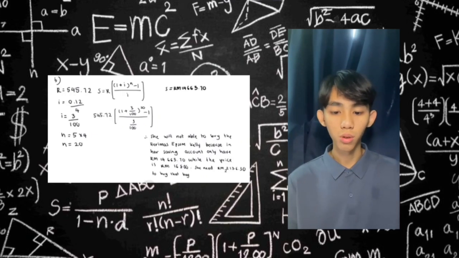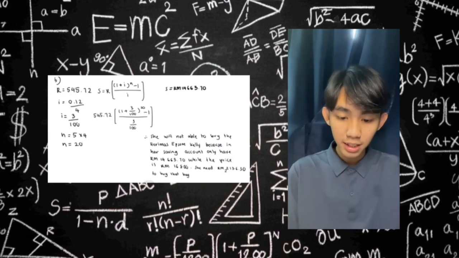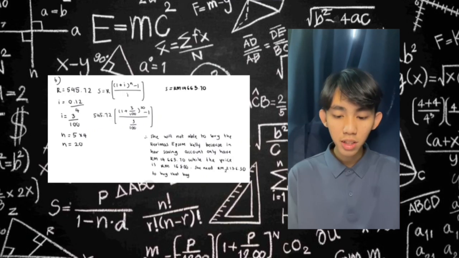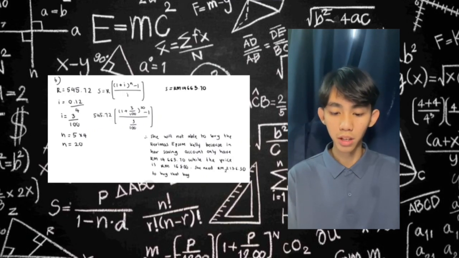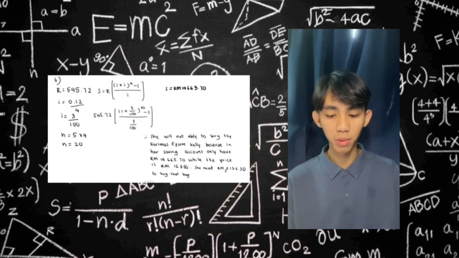So for the reason, she will not be able to buy the Hermes Epson Kelly because her saving account only has 40,663.70, while the price is 16,800. So she needs 2,136 and 22.20 cents more to buy that bag.